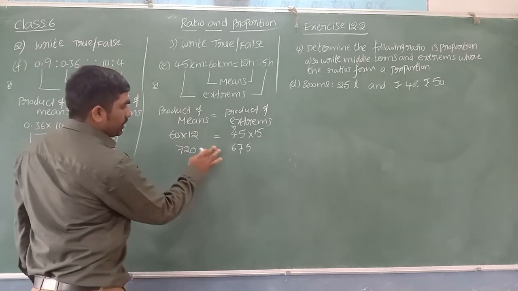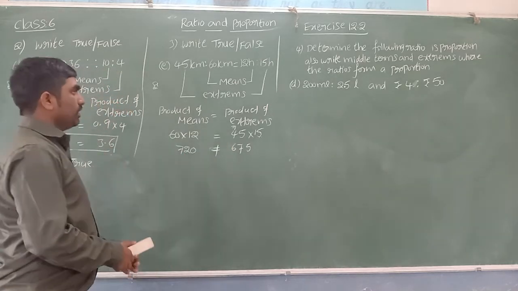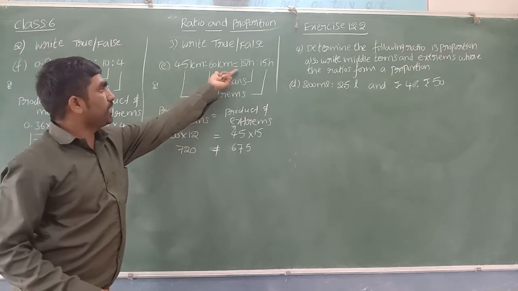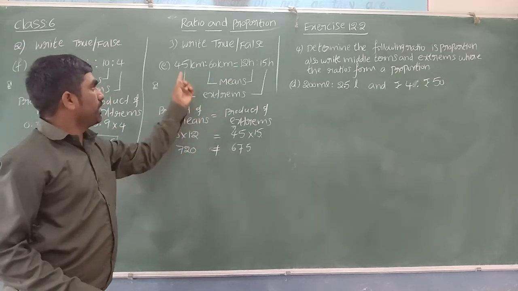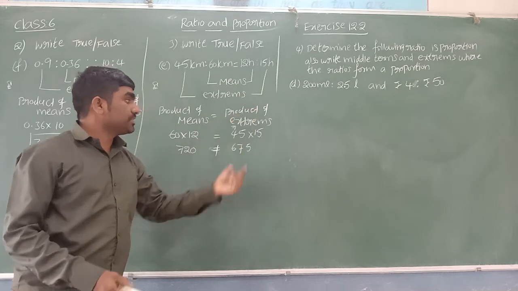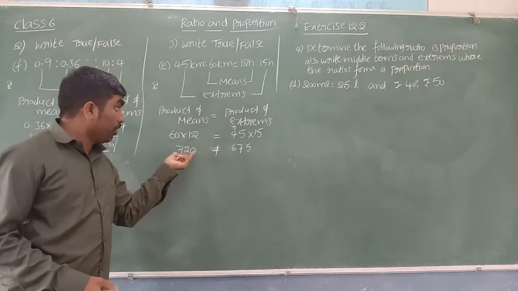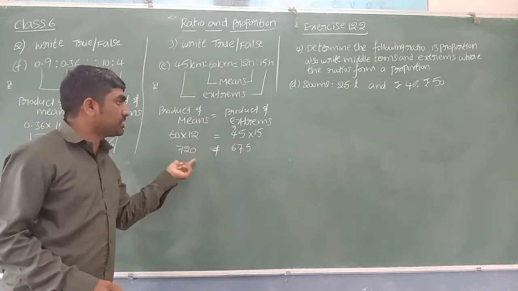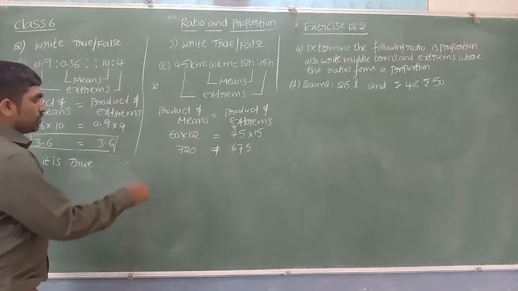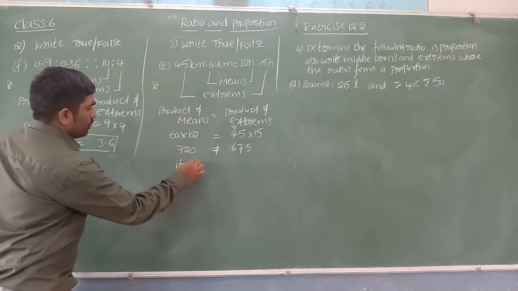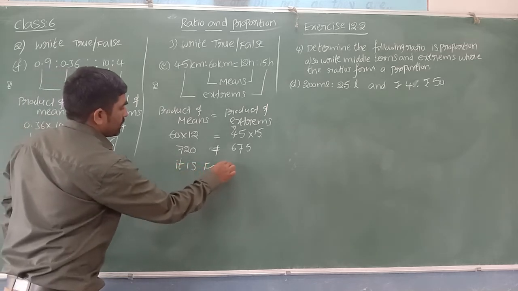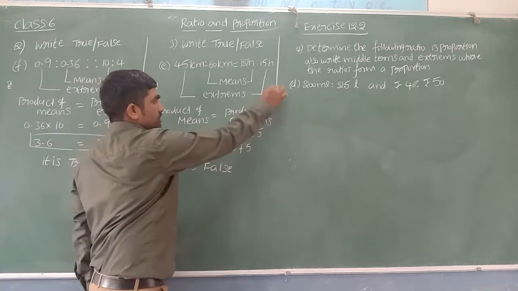Are both the ratios equal? No, they are not equal. By multiplying the means I got 720, but by multiplying the extremes I got 675. So both ratios are not equal. Product of means is not equal to product of extremes. So what can we write? It is a false statement. Not correct. They are not equal ratios.